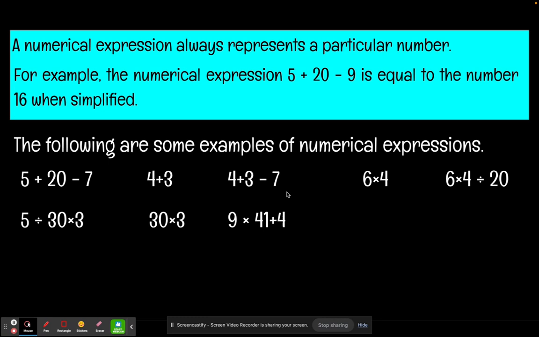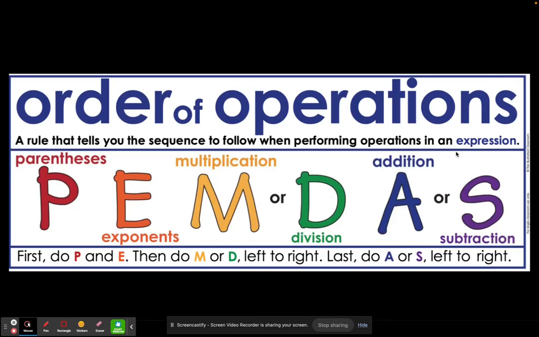So a numerical expression always represents a particular number. For example, this numerical expression 5 plus 20 minus 9 represents the value 16. So when you solve it, it's going to end up equal to 16. The following are some examples of numerical expressions. They're just problems. Notice you could solve all of these. They're all numbers, numerical. None of them have equal signs, so they're called expressions. Cool?